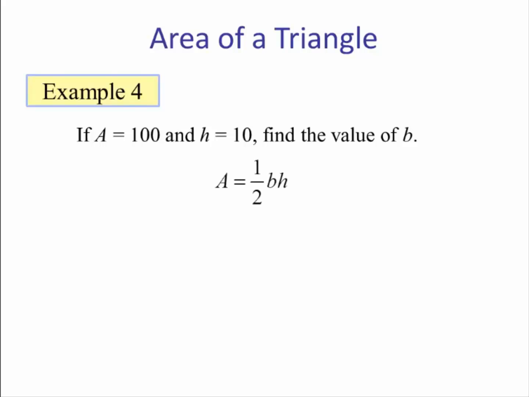Well, we start with our literal equation, our formula. We substitute the values in that we know. H is 10, area is 100. Now all three of these values are multiplied, so it doesn't matter which order I multiply them. So I'm going to take 1/2 times 10, and that gives me 5, which is times b equals 100. And if we divide by 5, we see that b is 20.